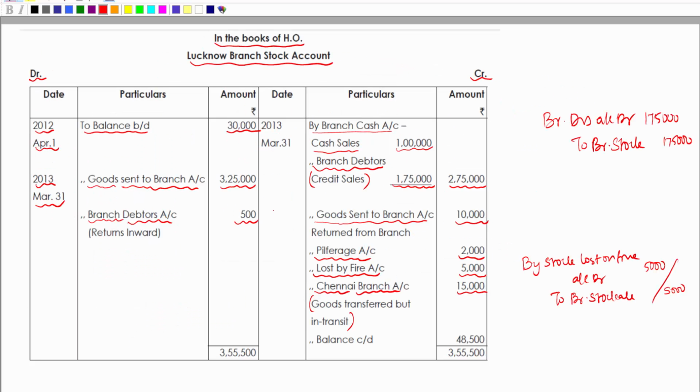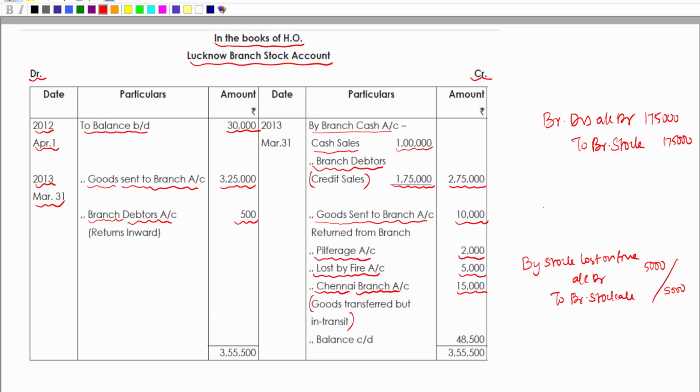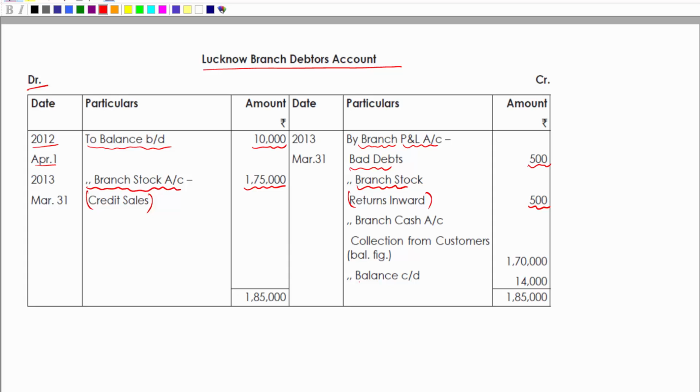33,820. Then we also had information about closing debtors, which worked out to 14,000. So let's go and capture that also. By balance carried on, and it is 14,000. So now let's do the balancing of debtors. On debit we have two items, total works out to 1,85,000, so that appears to be the highest, so we'll write it on the credit side also, 1,85,000.